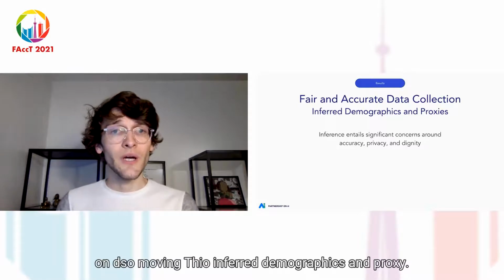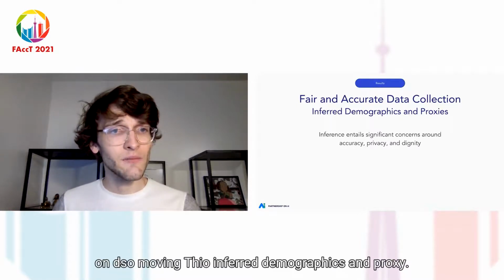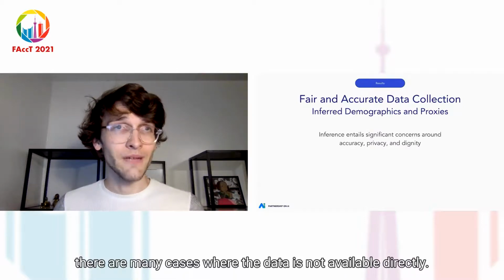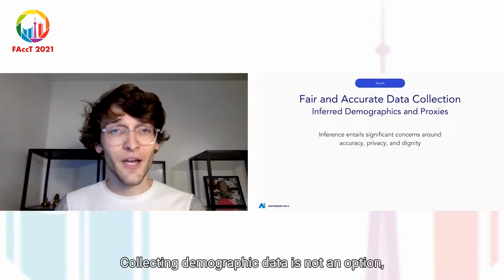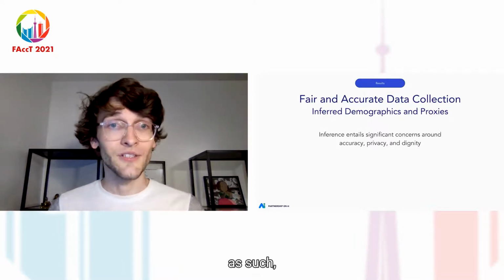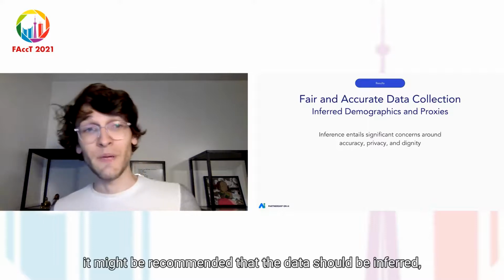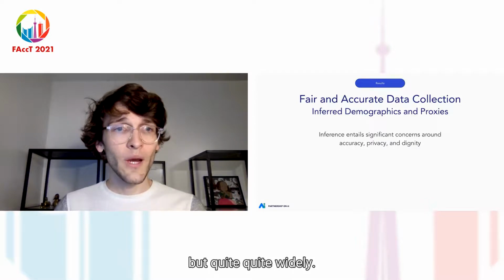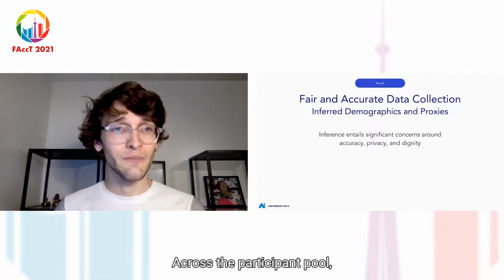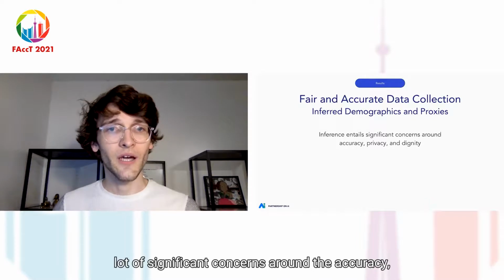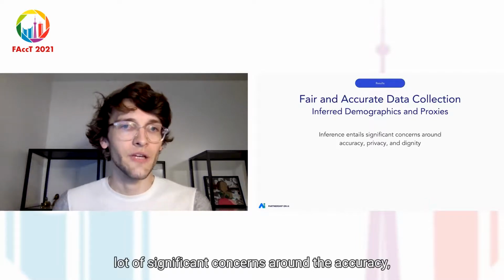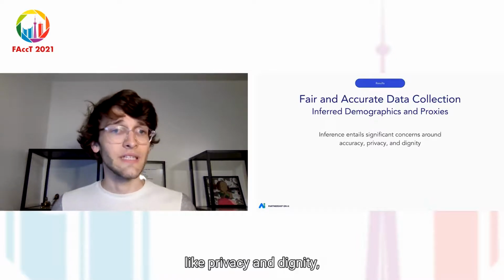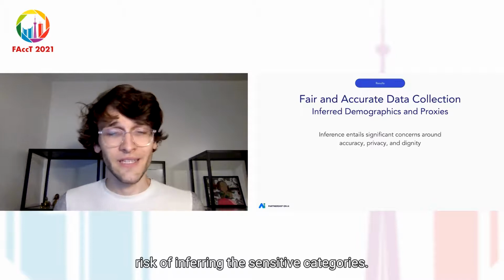And so moving to inferred demographics and proxies. There are many cases where the data is not available, or directly collecting demographic data is not an option. And as such, it might be recommended that the data should be inferred. But quite widely across the participant pool, we heard a lot of significant concerns around the accuracy of inference, as well as the privacy and dignity risk of inferring these sensitive categories.